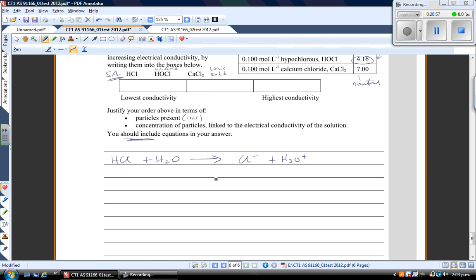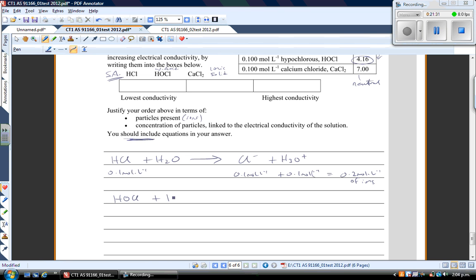For the full dissociation of HCl, our starting concentration was 0.1 moles per liter. We're going to get 0.1 moles per liter of Cl- ions plus 0.1 moles per liter of H3O+ ions, which gives us a total ion amount of 0.2 moles per liter of ions. So that's the concentration of ions we'll get from the full dissociation of HCl. That'll account for quite good electrical conductivity. Let's take a look at HOCl then.